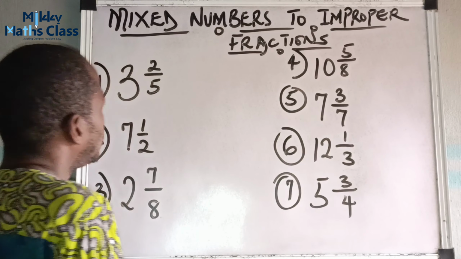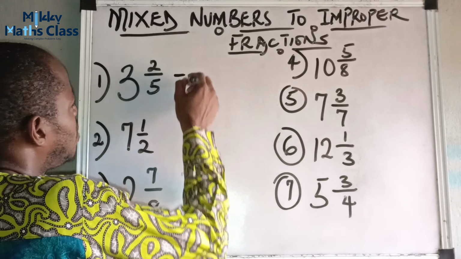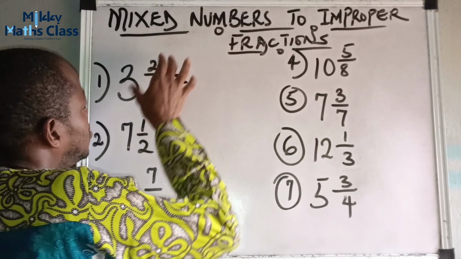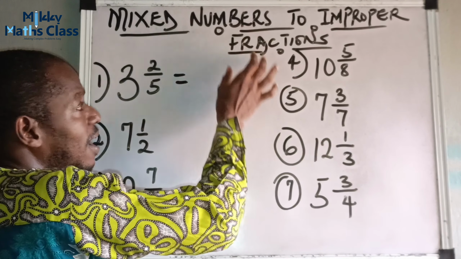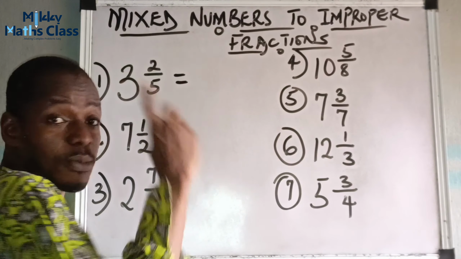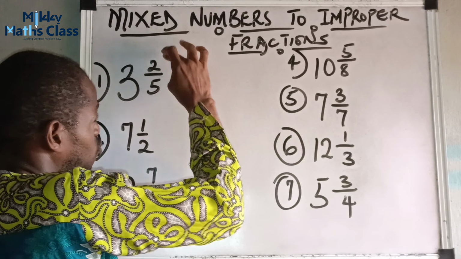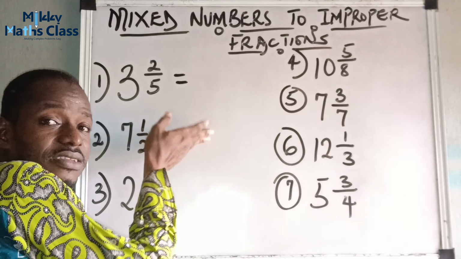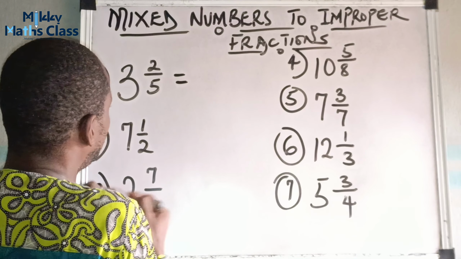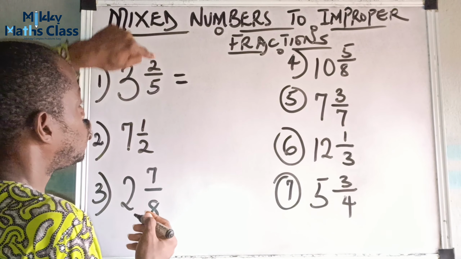So without much talking, how do we do that? How do we convert this mixed number to an improper fraction? An improper fraction is one in which the numerator is bigger than the denominator. So the first thing we do, this is 3 whole number 2 over 5.